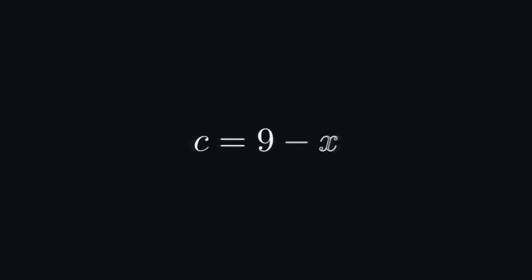Now, let's find the number of women who sell plantain only. We use the equation c equals 9 minus x. This simplifies to c equals 9 minus 4. Thus, c equals 5, indicating 5 women sell only plantain.